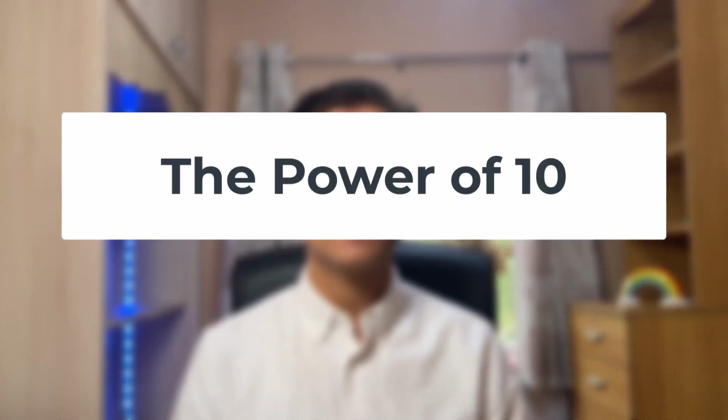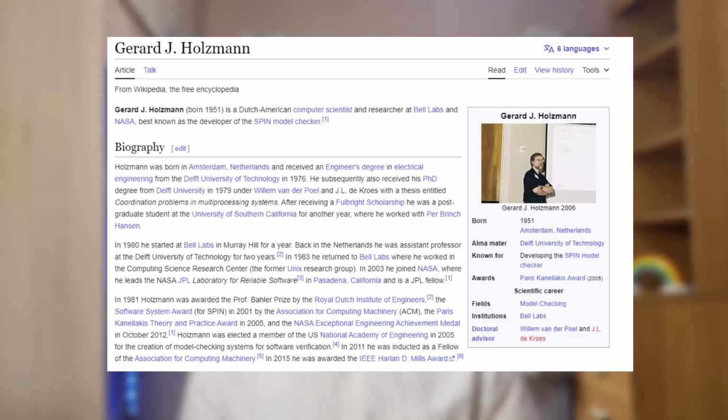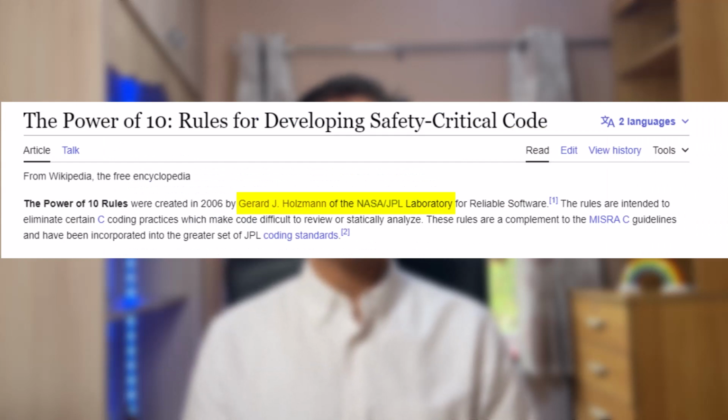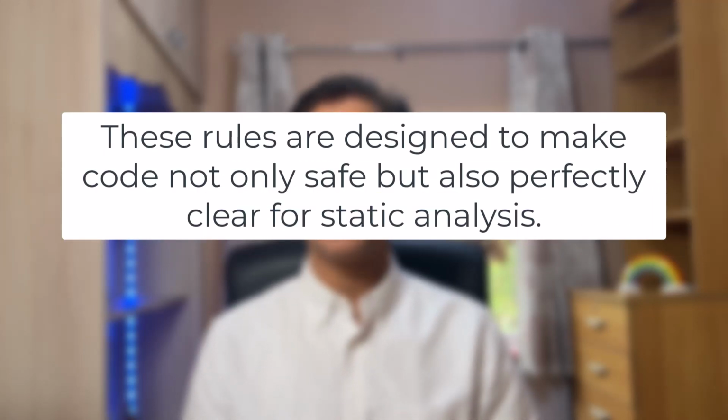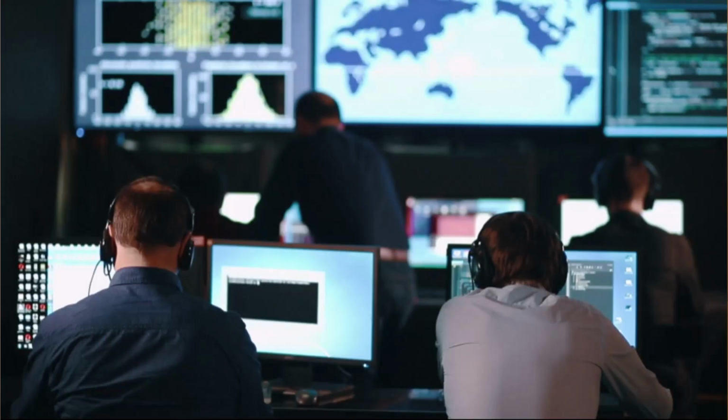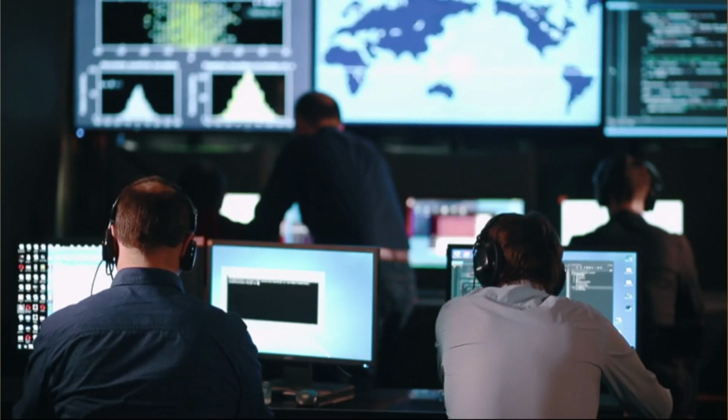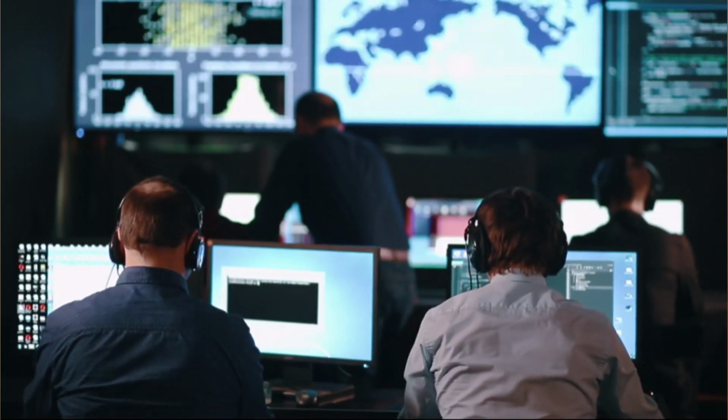That's why NASA developed a strict set of guidelines known as the Power of 10 to ensure their software is foolproof. Crafted by Gerard Holzmann at NASA's JPL laboratory, these rules are designed to make code not only safe but also perfectly clear for static analysis. While these standards might look extremely prudent, they are absolutely critical in space exploration when the margin for error is zero. Let me share with you, while studying this I realized NASA's approach is really simple and straightforward.